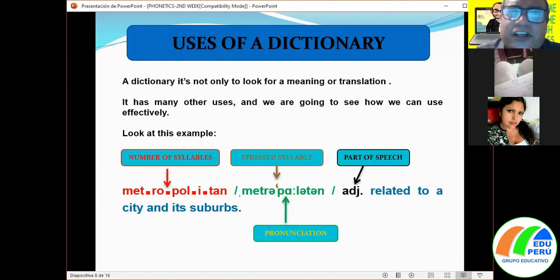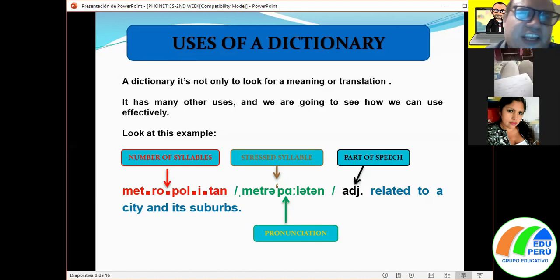The other use of a dictionary is to recognize the part of speech. What is the part of speech? Nobody? Notice here the abbreviation. What does this abbreviation stand for? ADJ. What does it mean? The adjective. Yes. So part of speech is? The kind of word, if it's a substantive, adjective, a verb. Yes, you're right. That type of word.